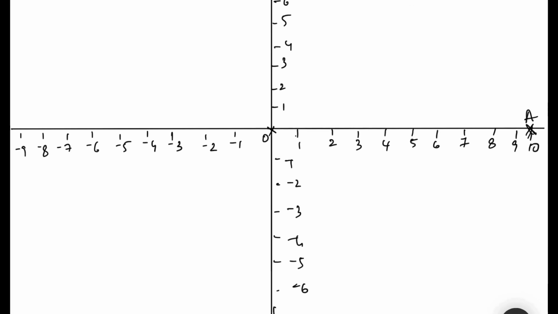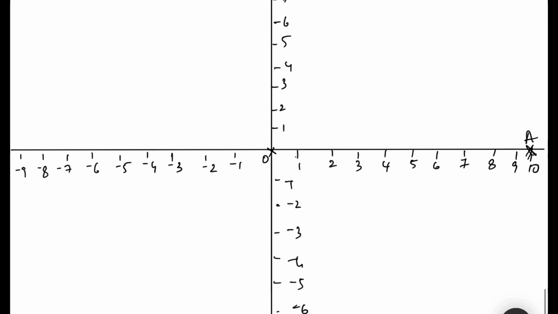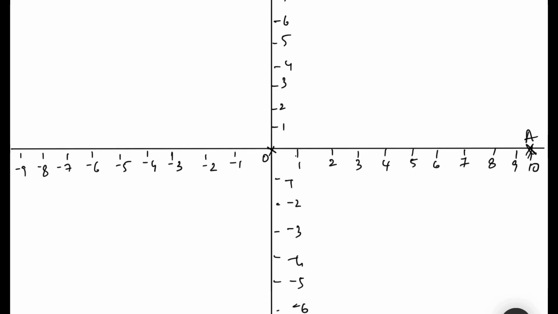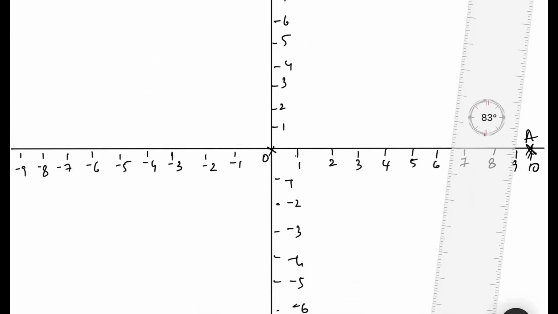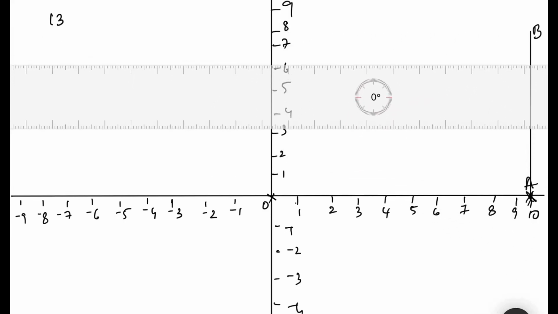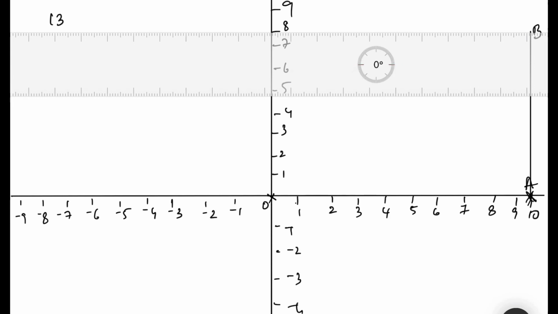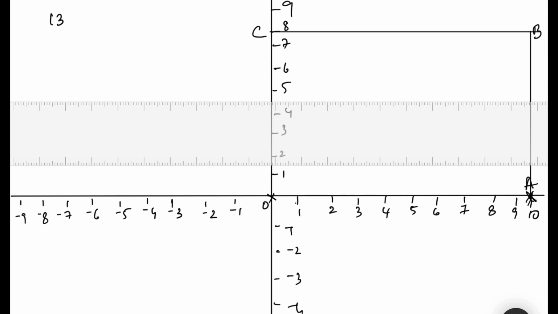Similarly, AB is 8 units along the y-axis. So if I have to take AB, I have to go like this, right? So it goes up AB 8 centimeters. Till 8 I have to go, right? So AB is 8 centimeters. So this will be my B. So obviously I need to join this point C. So I'll get OABC.